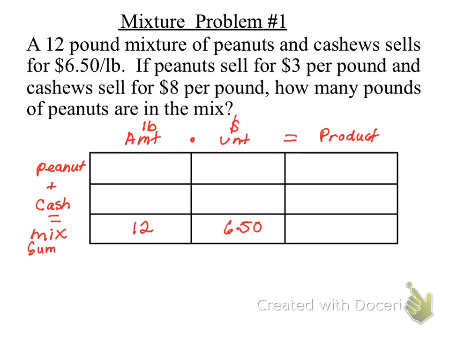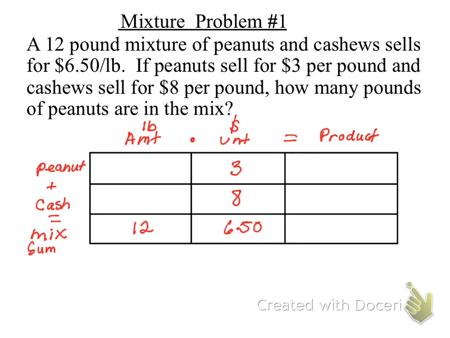Okay, do we know the cost of the peanuts? $3 per pound. Good. And do we know the cost of the other? 8. So do you see how peanuts are really cheap, they cost $3. Cashews are really expensive, they cost $8. But if you mix them together, it brings the price down to $6.50. Okay, do we know how many peanuts?